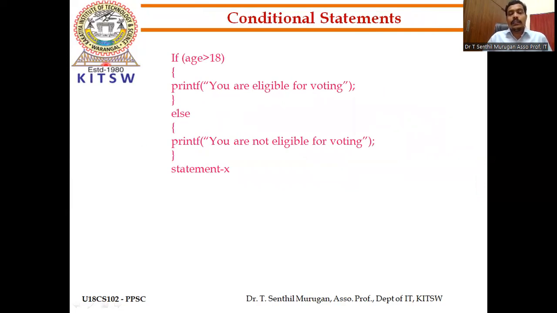So now let's see this example. I will check whether your age is greater than 18. If it is greater than 18, you are eligible for voting. If you are not greater than 18, you are not eligible for voting. So simply the next statement will be executed.